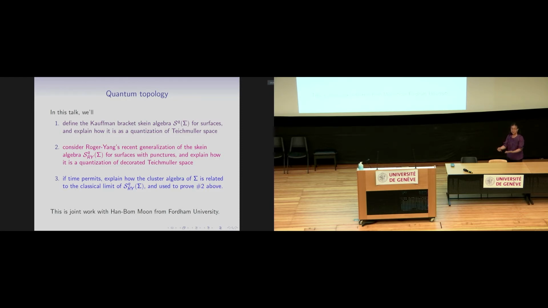And then I want to repeat that story for a punctured surface and a generalization of the skein algebra due to Julien Roger and Tian Yang, and Tan sitting there in the back. So I'm hoping he can help me if I have any questions I can't answer. And if time permits, I'd like to go nitty-gritty into a little bit of the newer results. This result about the skein algebra with surfaces with punctures and how it's related to decorated Teichmüller space is joint work with Han-Bom Moon, who's an algebraic geometer at Fordham University.